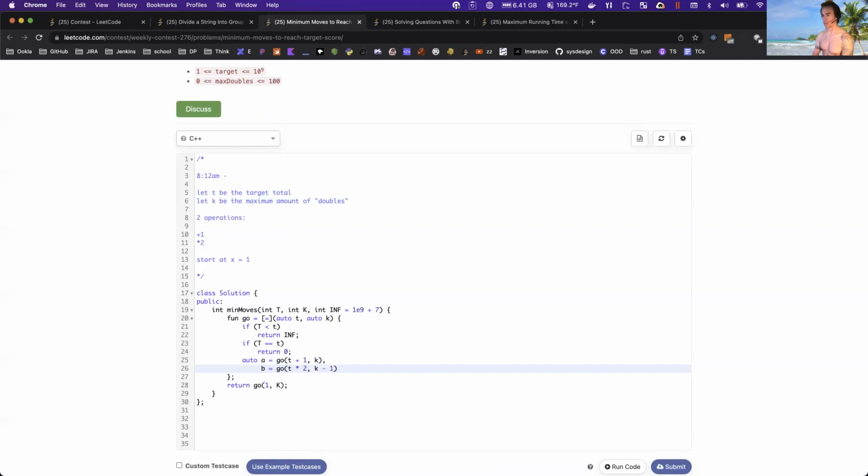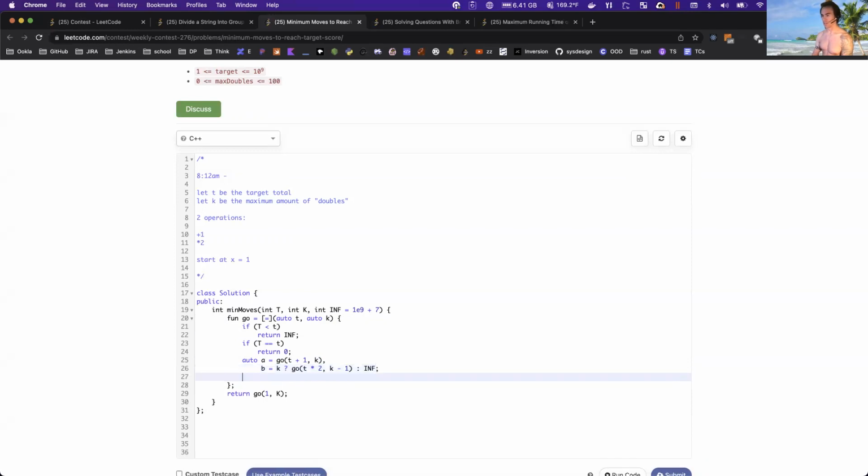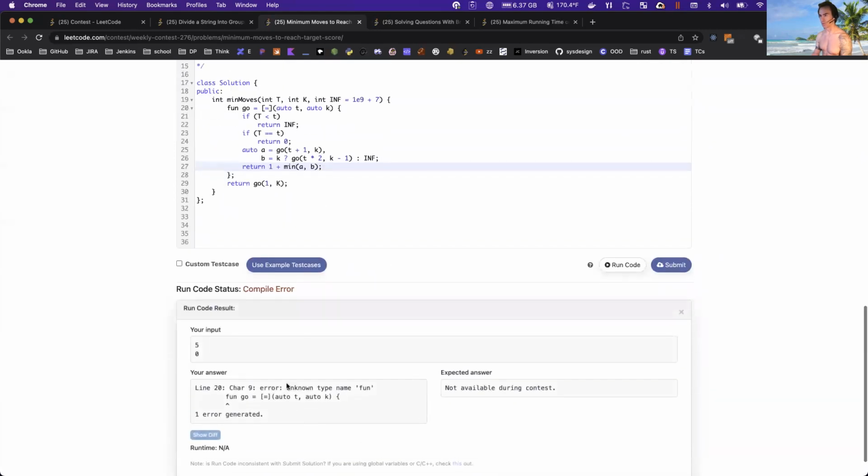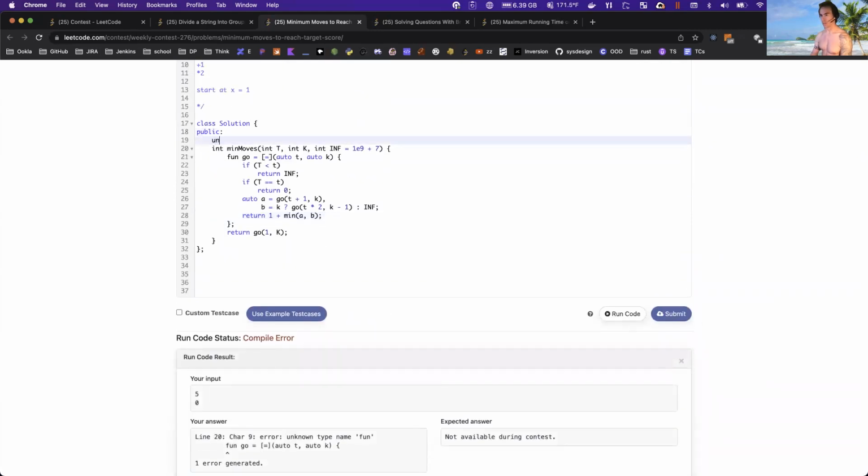And this is if k. Otherwise, if we don't have any k's, this would be infinity. Return them. Let's see, the minimum. 1 plus the minimum of a and b. So as the recursive stack unwinds, we'll add 1 for each of those two possibilities.